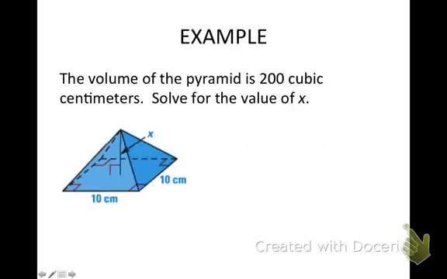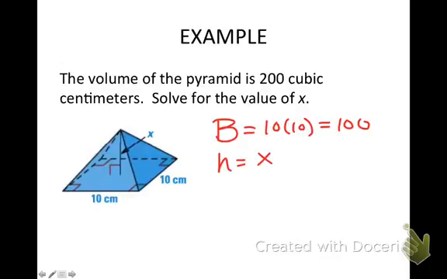What shape are we given? Pyramid. So pyramid, 1/3 area of the base times height. What's the area of my base? 10 times 10, so 100. What's the height? It's going to be X. So volume is equal to 1/3 times the area of the base times the height. What's going to go in place of V?